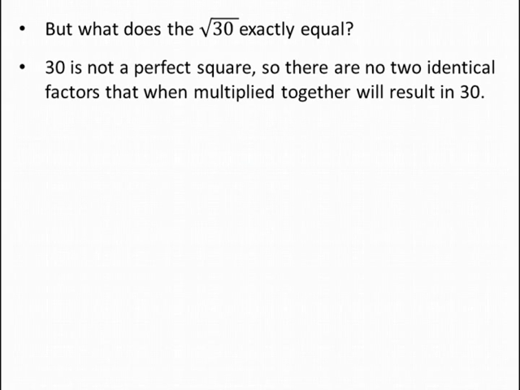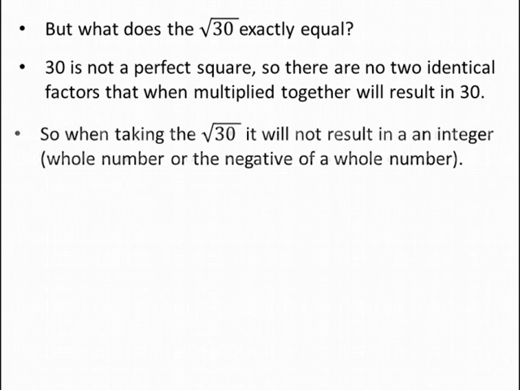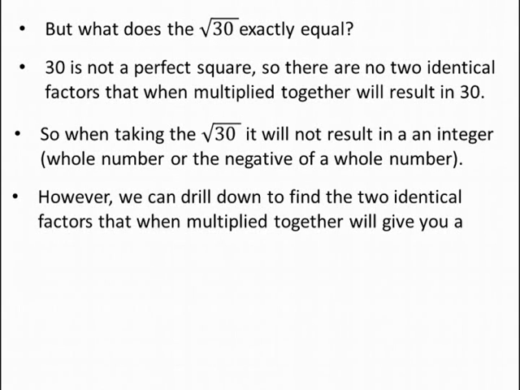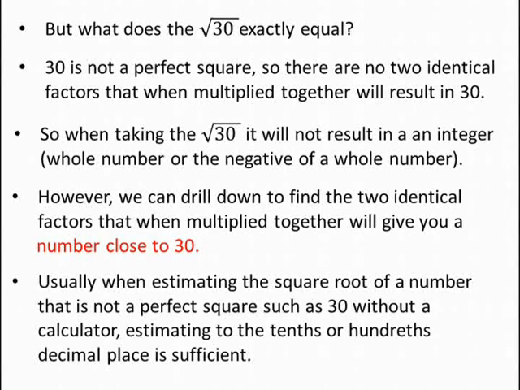30 is not a perfect square, so there are no two identical factors that when multiplied together will result in 30. So when taking the square root of 30, it will not result in an integer, which is a positive or negative whole number. However, we can drill down to find the closest two identical factors that when multiplied together will give you 30. Usually, when estimating the square root of a number that is not a perfect square, such as 30, without a calculator, estimating to the tenths or 100ths place is sufficient.